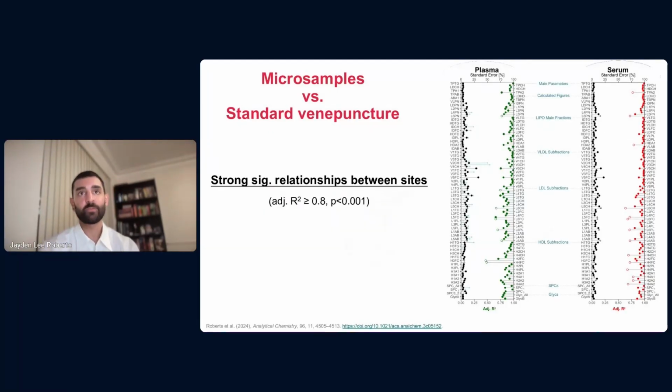So to compile all this information for the 120 parameters, we created 2 axes. On the bottom, we have our adjusted R² axis, and this is represented by the green circles for plasma and the red circles for serum. On the top, we have the axis for standard error, which is in reference to the black dots on each figure. And for the purposes of determining the equivalence between the capillary and venous collection sites, we set a rule to define that the parameters that had a strong significant relationship had an adjusted R² of greater than 0.8 and a significance of less than 0.001.